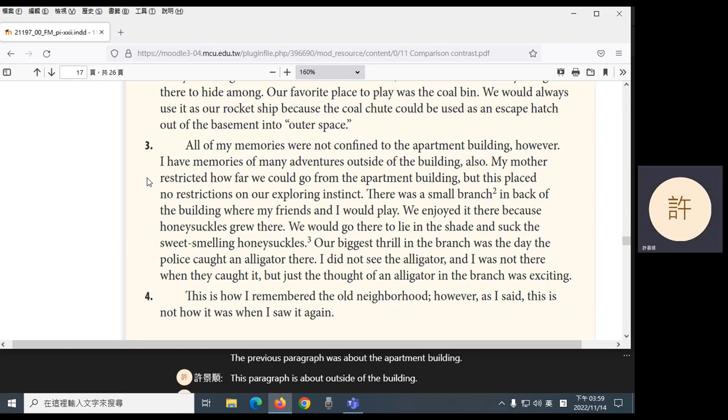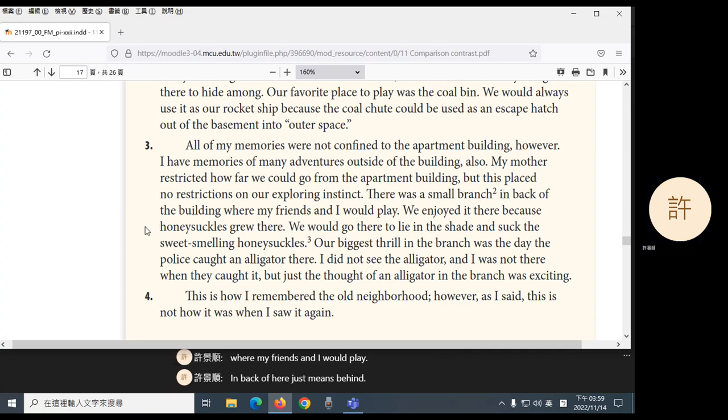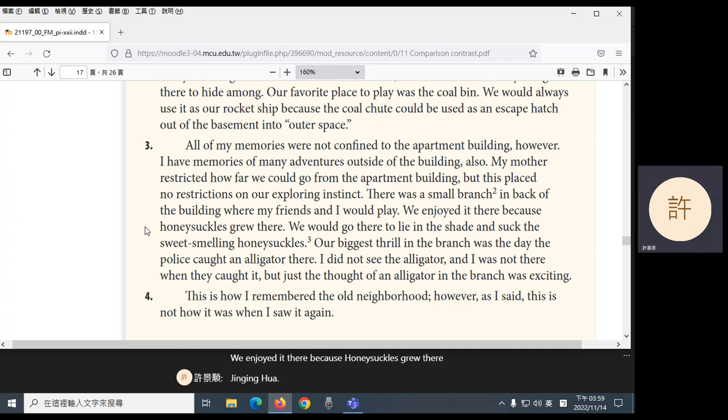My mother restricted how far we could go from the apartment building, but this placed no restrictions on our exploring instinct. There was a small branch, a stream, in back of the building where my friends and I would play. In back of here just means behind. We enjoyed it there because honeysuckles grew there. We would go there to lie in the shade and suck the sweet-smelling honeysuckles.